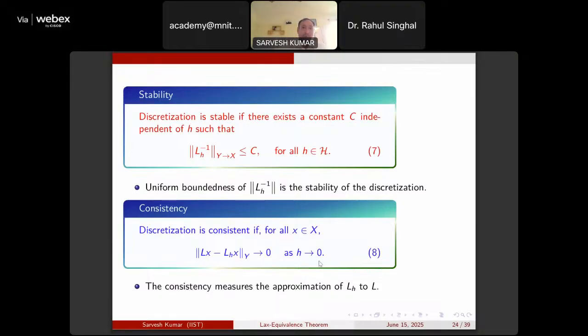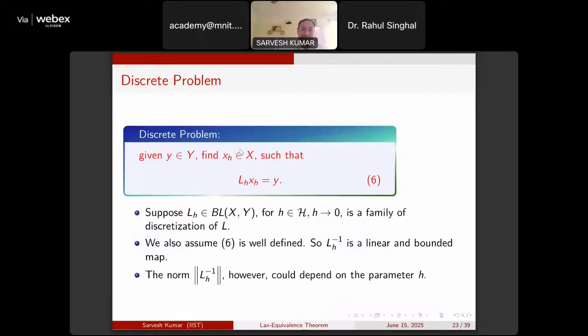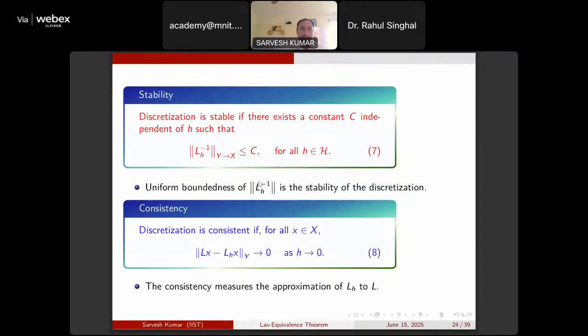The concept is the same. So what precisely is stability saying? If you have L_h inverse, we are precisely saying your solution should not blow up. That means x_h should be bounded. That's one meaning of stability. Okay, x_h is bounded.